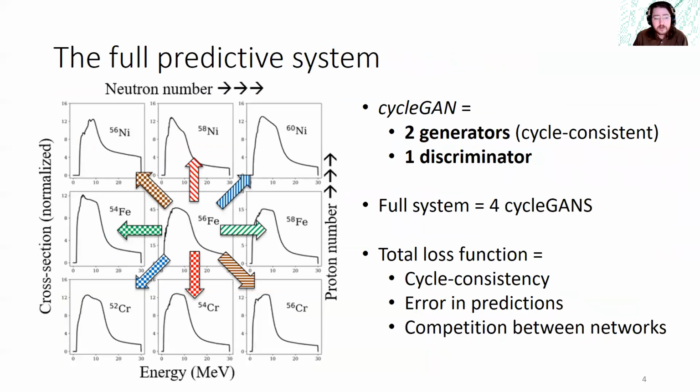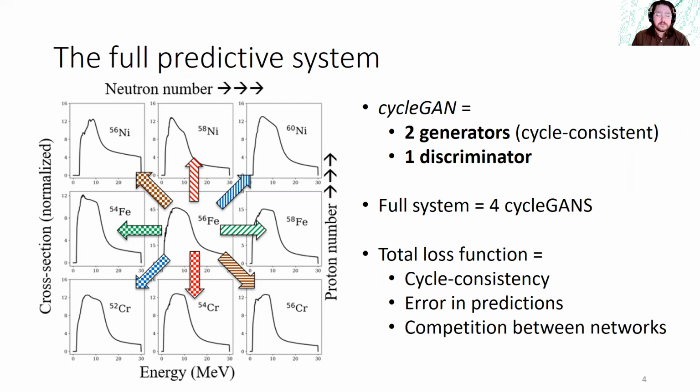So I'll talk about the full predictive system we've constructed. The whole system has a generator for each lattice direction. So up on the lattice adds a proton, right on the lattice adds a neutron, etc., for all 8 directions. Also, each co-inverse pair, that is up and down, for instance, of generators will share a discriminator, and we call these 3 networks together a cycle GAN. So our full system is 4 cycle GANs. That's a total of 12 deep neural networks that are all coupled to each other either through a loss function or through the data set they're trained on.